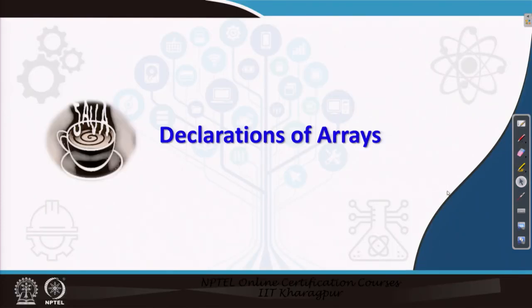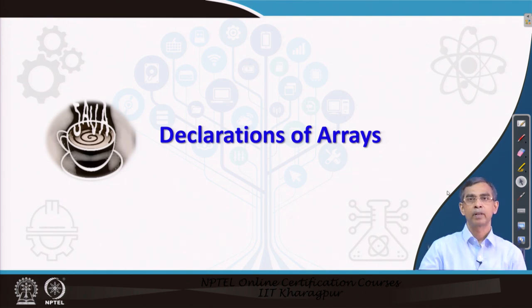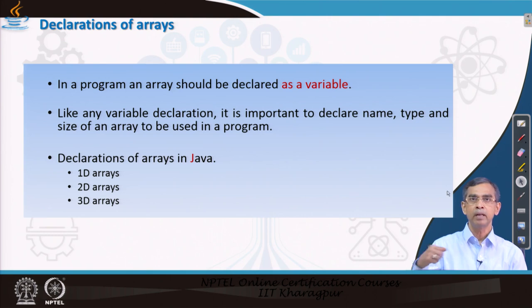Now, let us first start with the declaration of arrays. In programming languages like Java or C, C++, an array is considered like any other variable. So, like any other variable, an array can be declared also. This means that like a variable declaration, it has its own name. The name should be unique, and a type. Whatever rules are applicable to naming a variable in Java are also applicable to arrays.